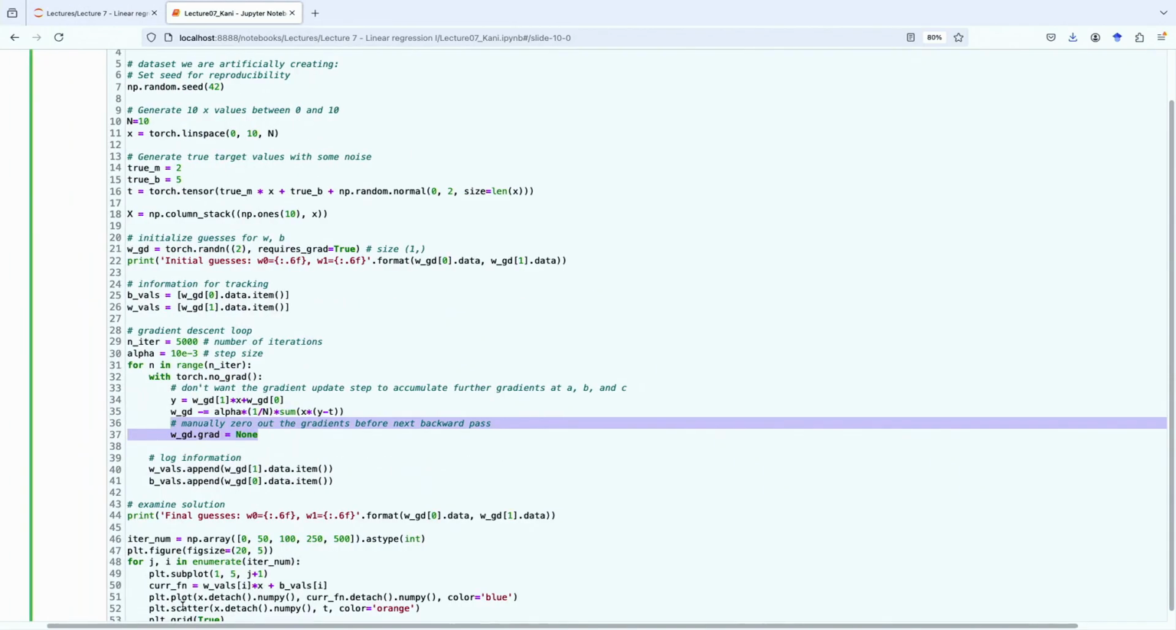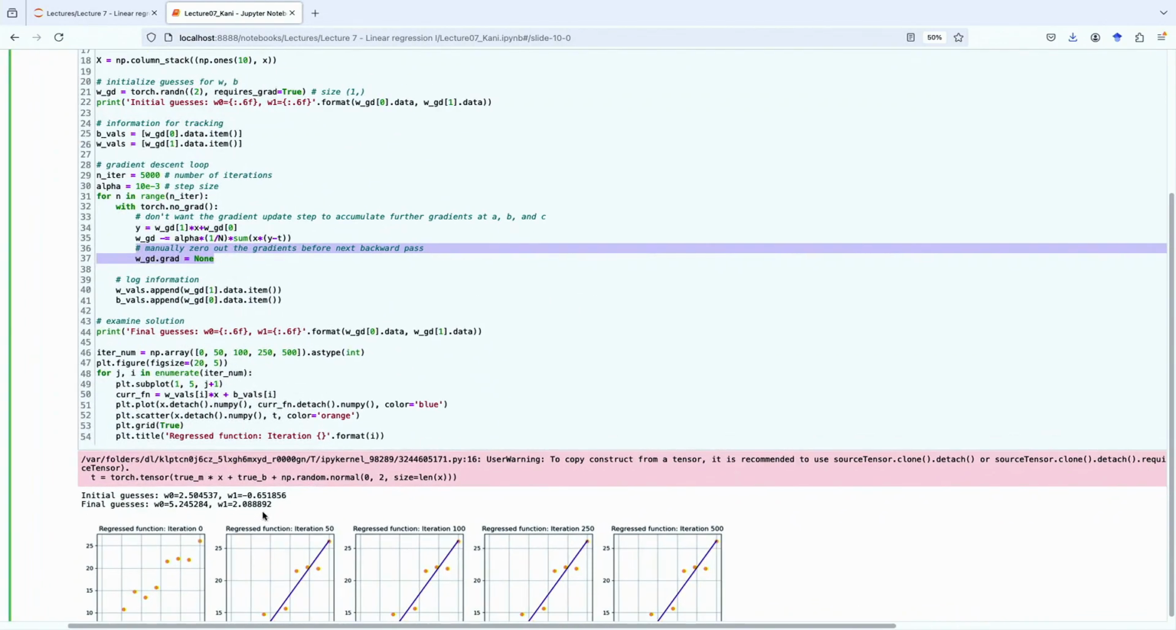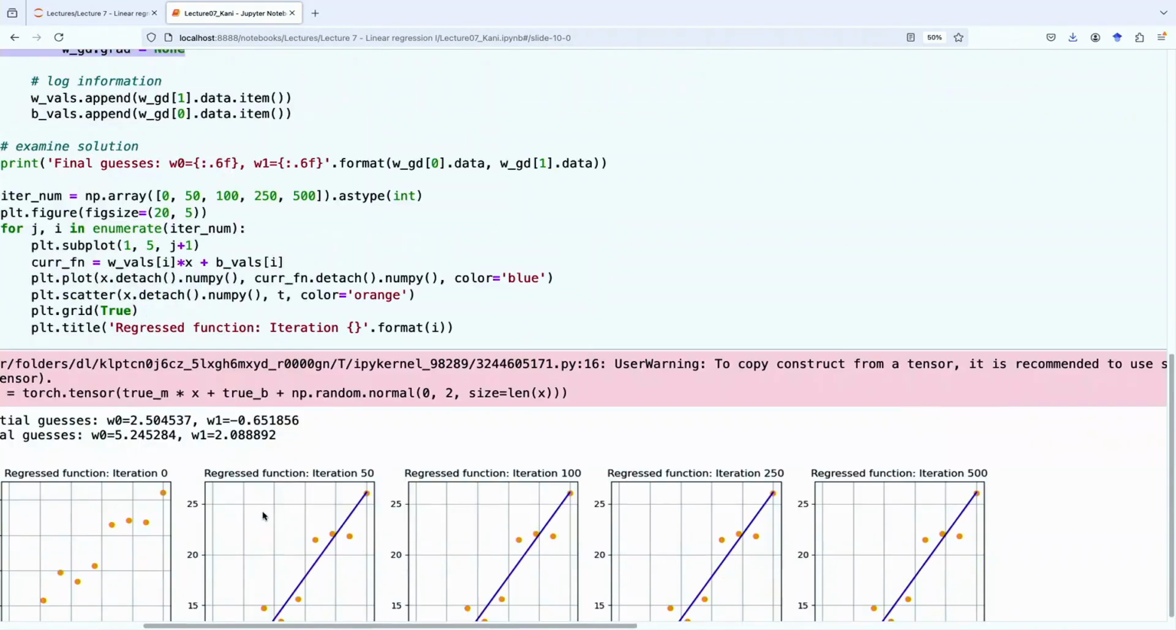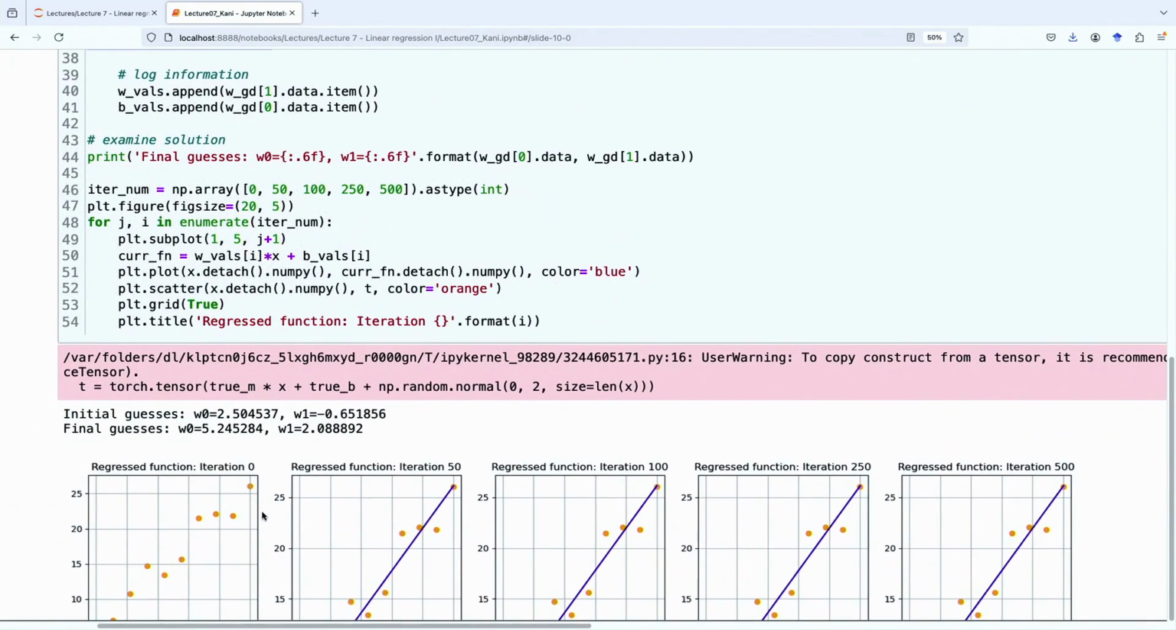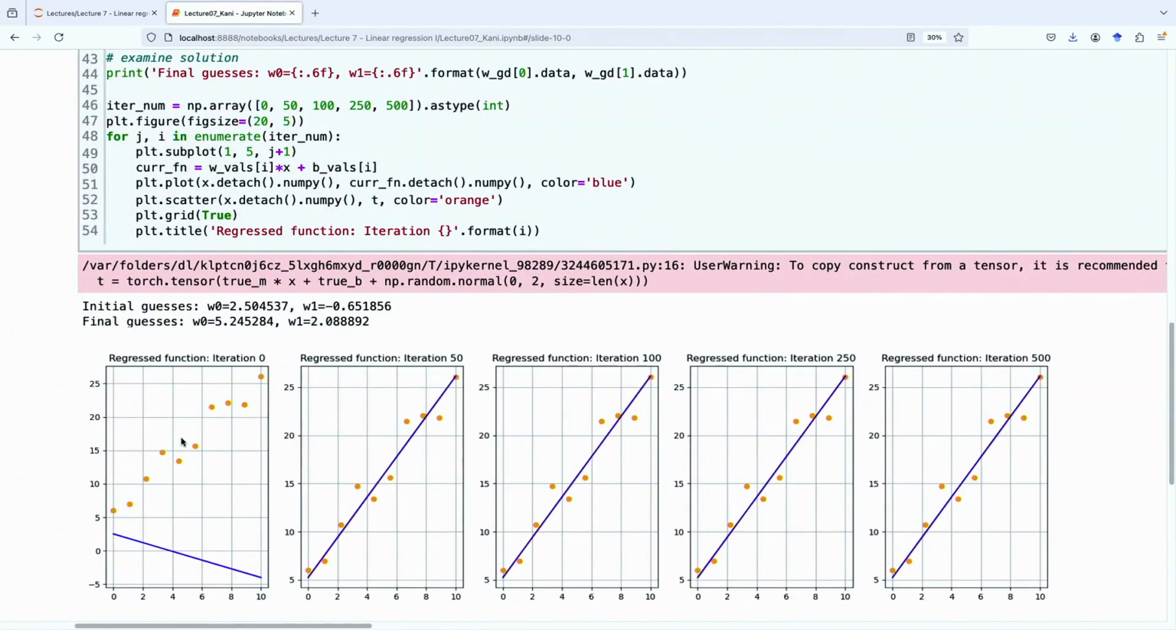Okay, so we ran the code. I ran it already. And we start out with some initial guess. There we go. We start out with bias equal to 2.5, and the slope equal to negative 0.65. And then the final guess is the bias is 5, and the slope is equal to 2, roughly.